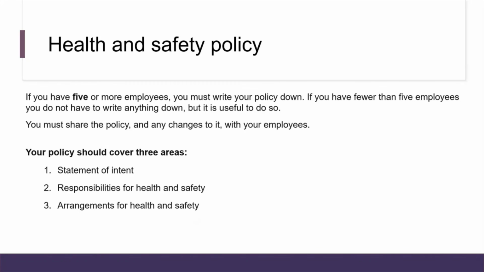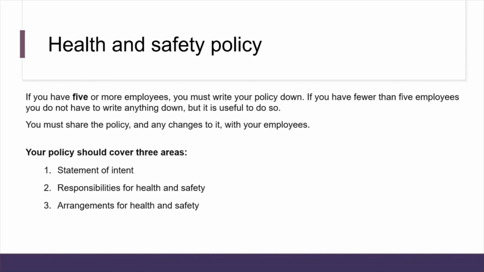Your policy should cover 3 areas. Part 1, a statement of intent. It should state your general policy on health and safety at work, including your commitment to managing health and safety and your aims. As the employer or most senior person in the company, you should sign it and review it regularly. Part 2 should be the responsibilities for health and safety, listing the names, positions and roles of the people in your business who have specific responsibility for health and safety.